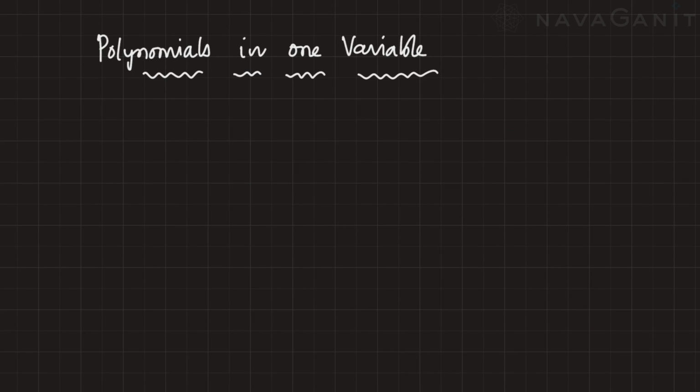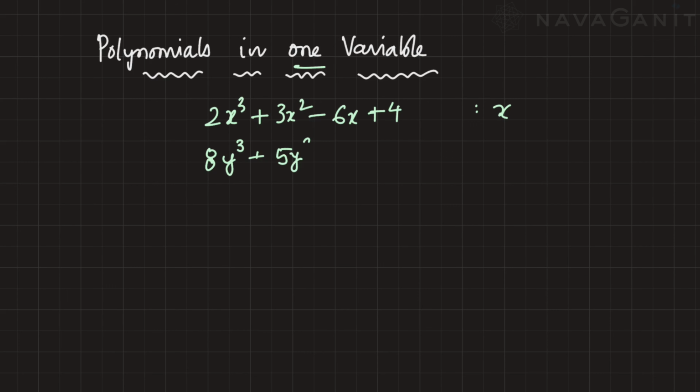Polynomials in one variable. A polynomial that includes only one variable would be a polynomial in one variable. What do I mean? For example, 2x cubed plus 3x squared minus 6x plus 4. Now this is a polynomial in the variable x. Similarly, say we have 8y cubed plus 5y squared minus 3y minus 7. Now this is a polynomial in the variable y. So both are polynomials in one variable.